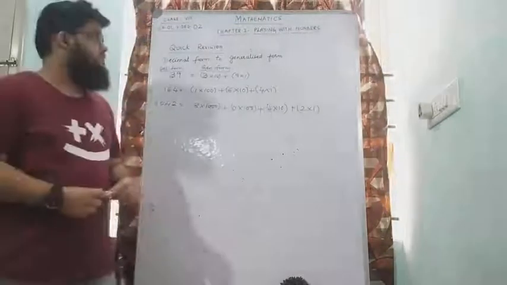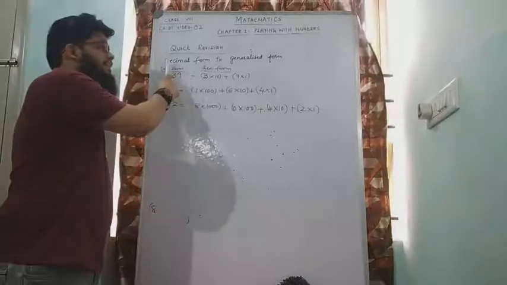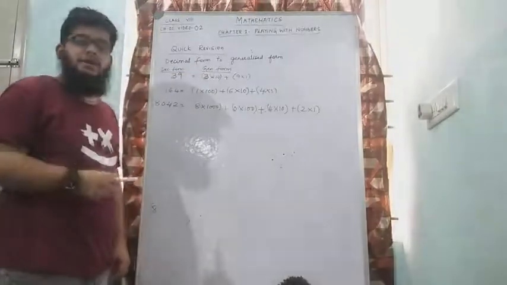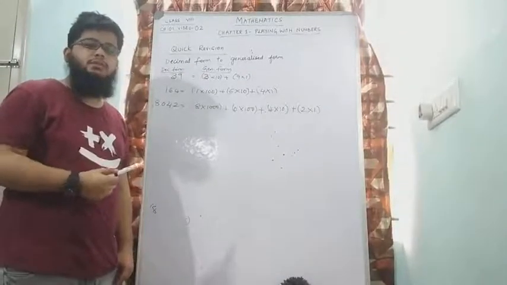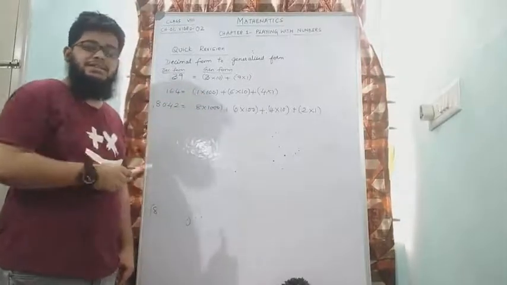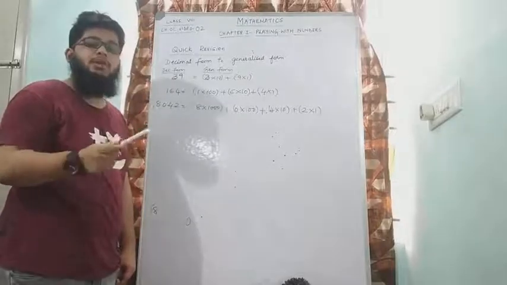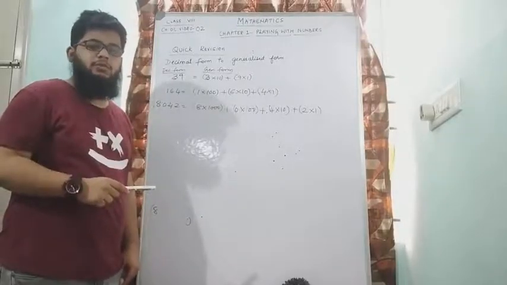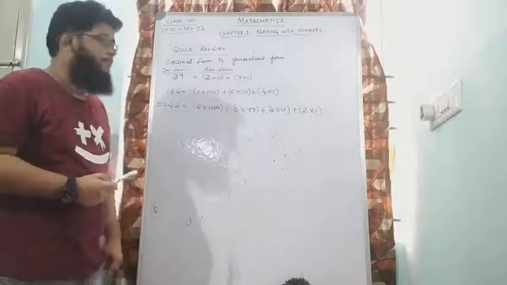In yesterday's class we had seen how to convert decimal form to generalized form. Let us quickly do a small revision on how to convert decimal form to generalized form, and in today's class we will see the opposite of it. We will see how to convert generalized form to decimal form. But before that, let us revise once.